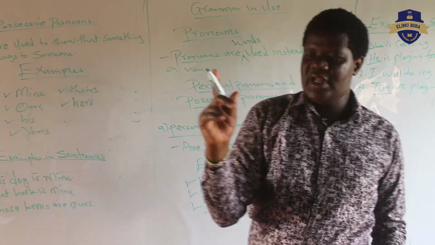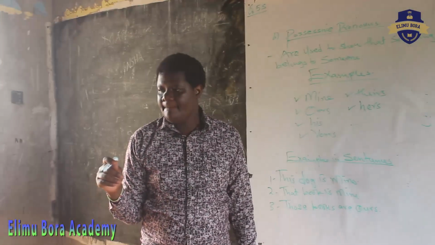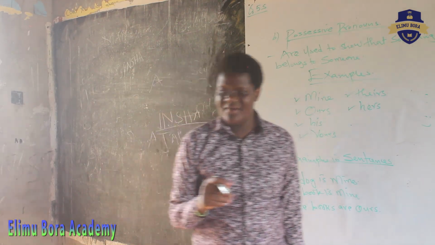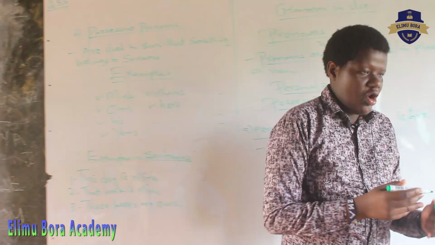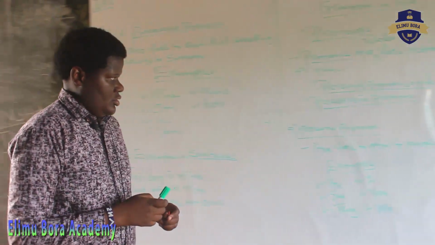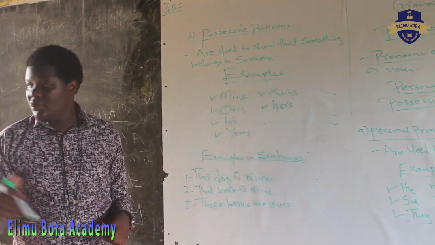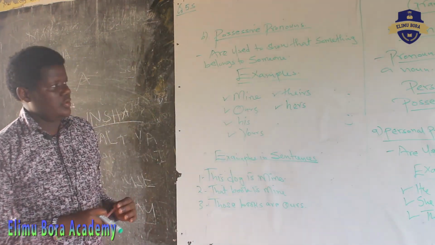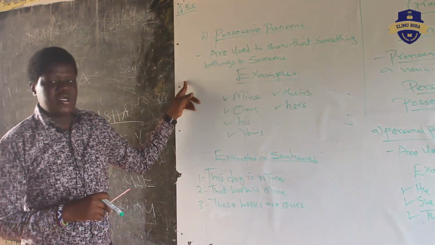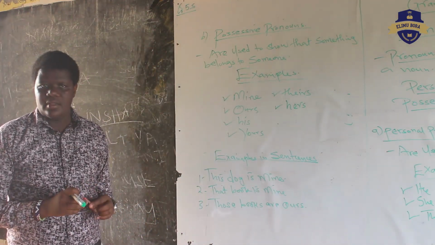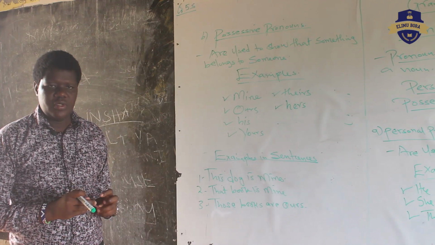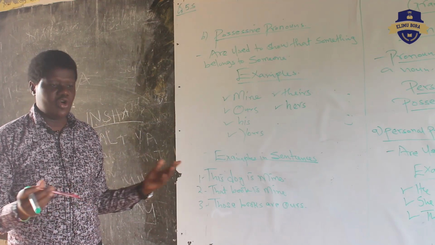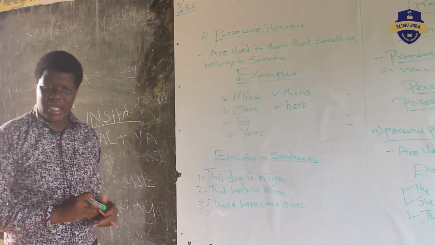So, the last one. No, but you have tried. Okay, so you'll write the remaining sentences in your exercise books. Just know this, that when you're talking about possessive pronoun, whatever you are referring to belongs to somebody or to someone. So they just show ownership. And these are just examples.